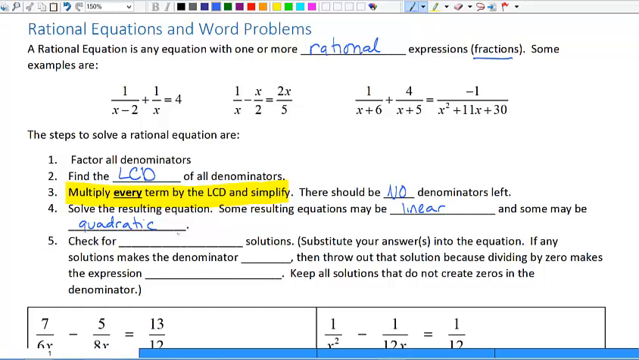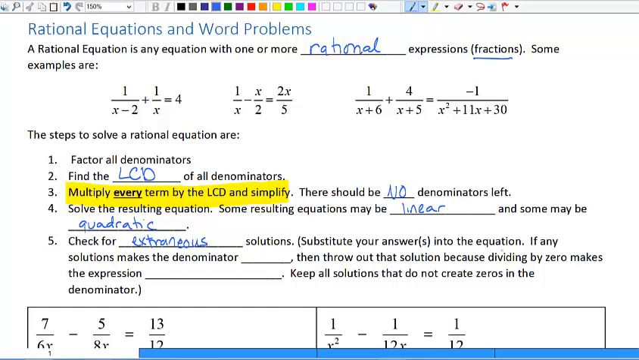Number 5. Check for extraneous solutions. Now, we just talked about in the last lesson that extraneous solutions are any solutions that are not valid due to the process of solving. So what you need to do is substitute your answers into the equation.